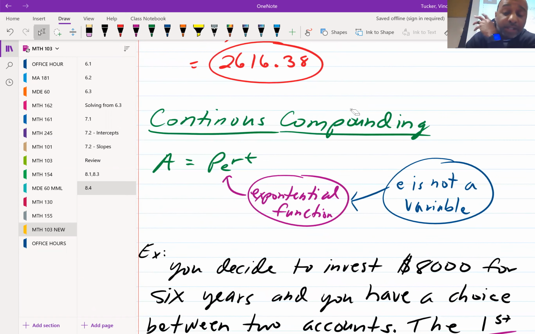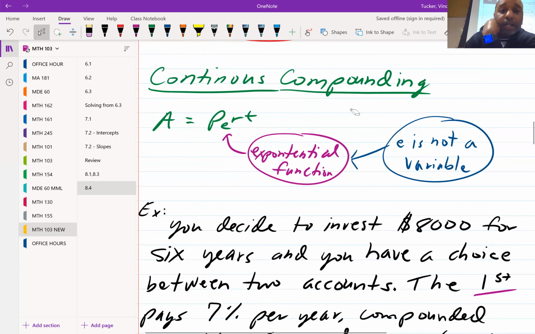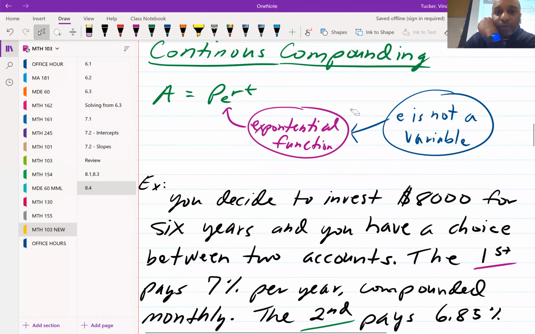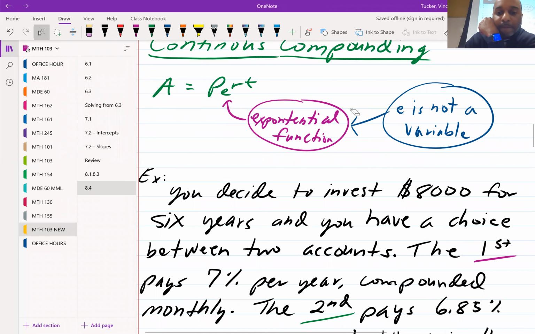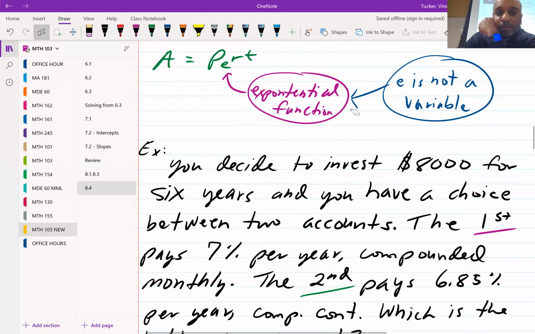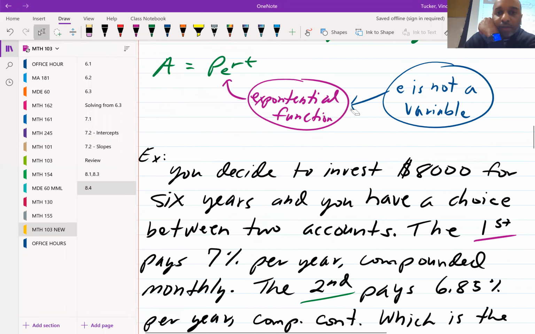And continuous compounding is different than compounding daily. Those are two different things. So like I said, the key word continuous compounding tells you that you have to use this formula, which is a different formula altogether. Anybody holding on to that formula?